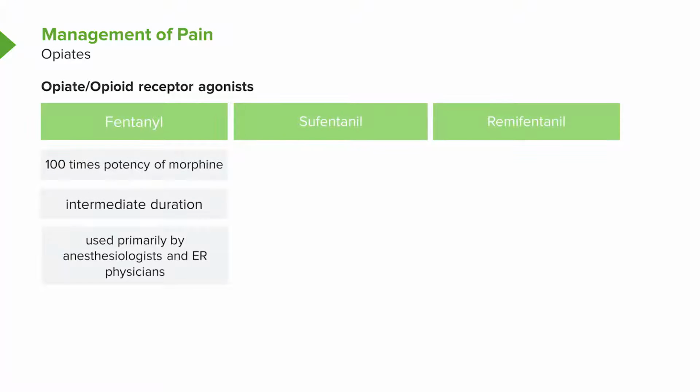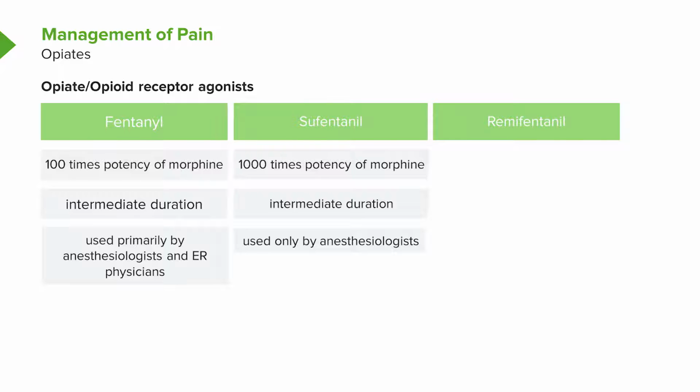Sufentanil, another drug in the same family, is 1,000 times more potent than morphine. It's also of intermediate duration, and it's used almost only by anesthesiologists during surgery.